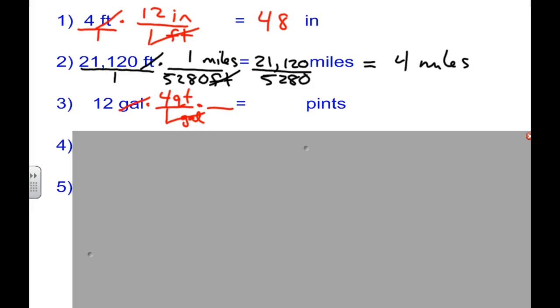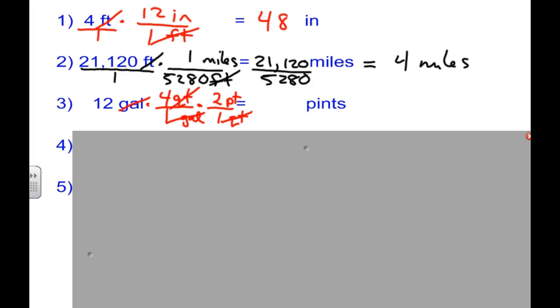We need a second factor now to get rid of quarts. And I think we wrote that one down. So where will quarts go in the second factor? And what will we have in the numerator? Pints, right? Pints. And which one's bigger, quarts or pints? So 1 quart is 2 pints. When we multiply across now, which units will go away? Quarts over quarts. And there you go.